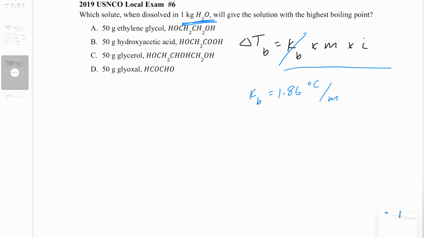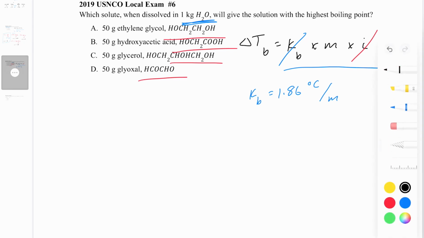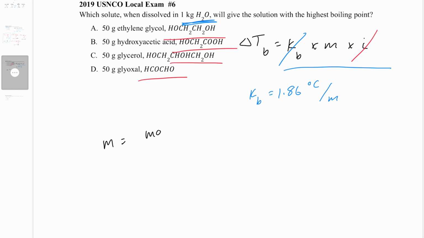And Van 't Hoff factor is also going to stay the same. If you look at all your answer choices, these are long organic compounds, so they're going to be non-electrolytes. So Van 't Hoff factor is going to be right about 1. So what we're really looking at is which of these answer choices has the greatest molality. Molality is moles of solute over kilogram of solvent.